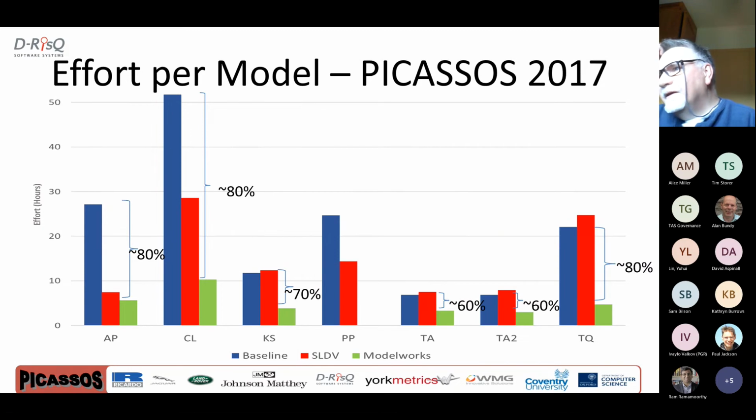And then the other thing is that the use of ModelWorks over the conventional approach gave you something like 80% savings. There's always going to be some sort of cost to using these things in the first place, even with automated verification. And as I say, these costs can be reduced by the use of Capture nowadays.